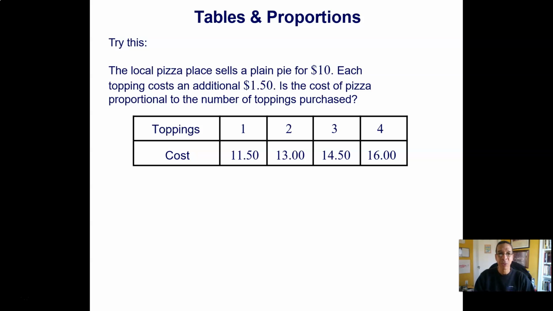Let's take a look at this one with pizza. So the local pizza place sells a plain pie for $10. Each topping costs an additional $1.50. If the cost of the pizza is proportional to the number of toppings purchased, well, let's check it out. There's your toppings on top. You have 1, 2, 3, 4. The cost on the bottom, $11.50, $13, $14.50, and $16.